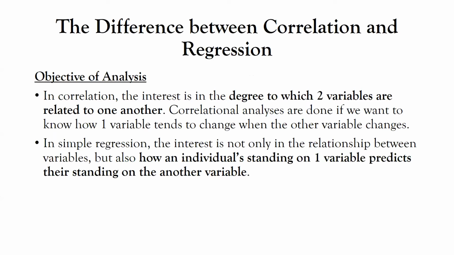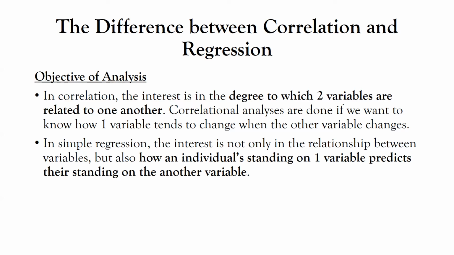So what is the difference between correlation and regression? Let's start with the objective of each. For correlation, as you've already known, we're after the degree and the magnitude of the relationship between two variables that are presumed to have a relationship to one another. We want to know how one variable tends to change when the other variable is manipulated or modified. So that's the simple objective of a correlational analysis.